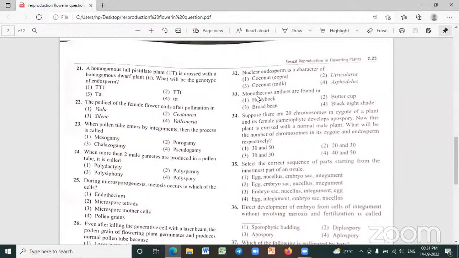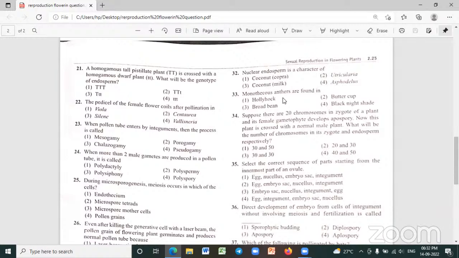Okay, 33: monothecous anthers are found in which? Mono means single, isn't it? So hollyhock, this is the correct answer. Buttercup, broad bean and black nightshade, these do not come because they are bithecous. Hollyhock, just imagine monothecous anthers are found. But it may be expressed in terms of bisporangiate nature, bilocular nature, like that. You have to study the question, then only you will understand the part. Some of them are given as examples, it can be confusing. Okay, hollyhock is monothecous.